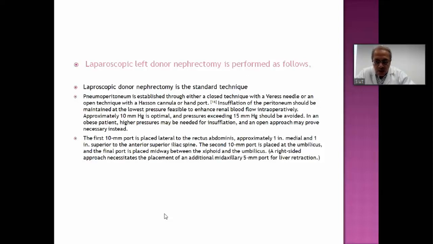So maybe what I am talking is not making sense now, but it will be of interest when you actually practice these procedures yourself. Yes, please proceed.